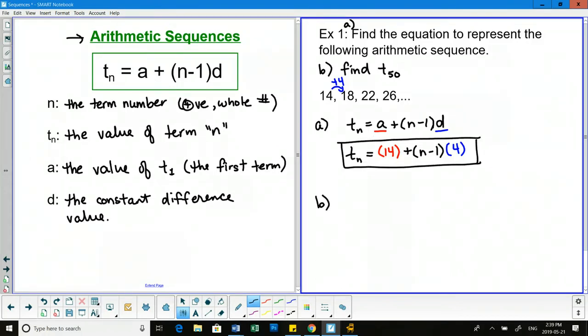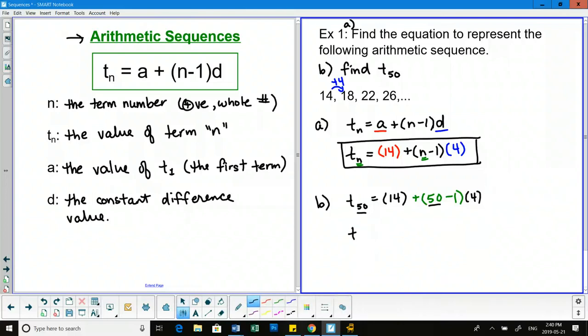Okay, now for part B, I just kind of tacked this on. We're going to find T50. Again, I don't really want to write out 50 numbers here in order to find term 50. So this is our really quick way of finding the 50th term. We're just going to sub in. So notice how this n and this n are the same variable. If I sub in 50 for the first n, I'm going to sub in 50 for the second n. And that should allow me to actually calculate the value of the 50th term there. Okay, so whatever gets in here. Sorry, I put 40 there. I meant to put 4.